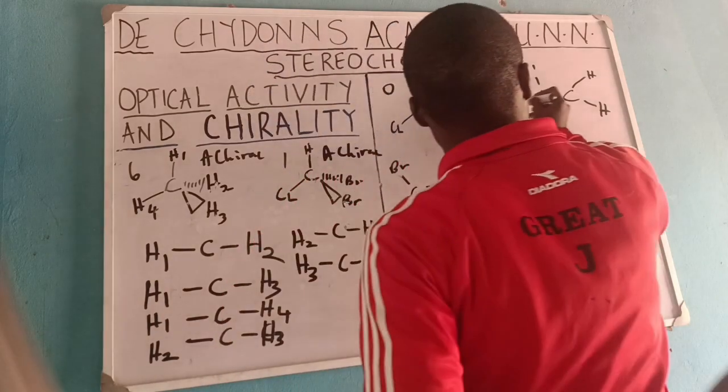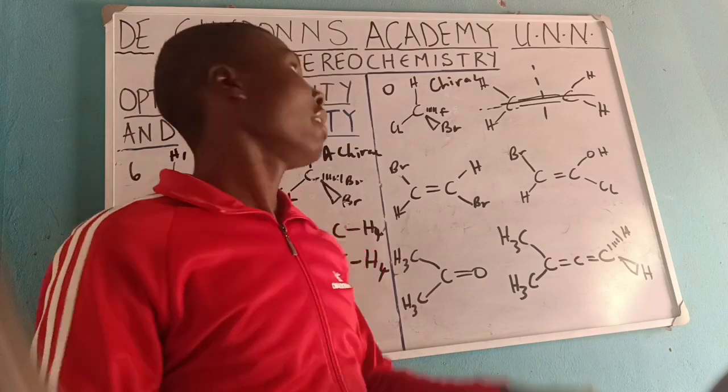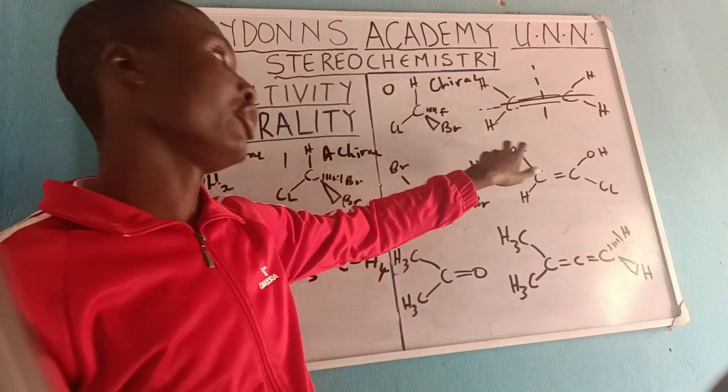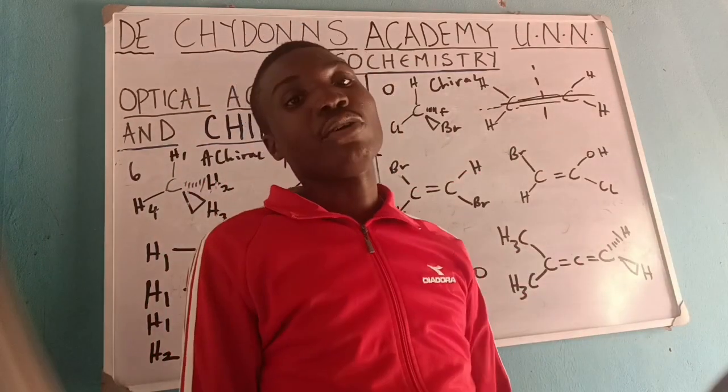How about through this place? So I have a horizontal plane of symmetry, because hydrogen is mirror image of hydrogen. Hydrogen is mirror image of hydrogen. So this is also going to have a horizontal plane of symmetry.